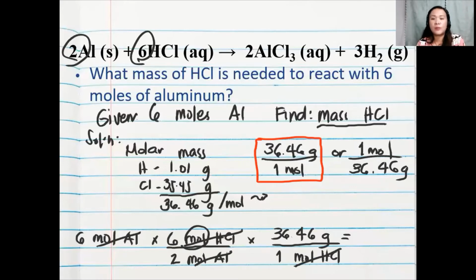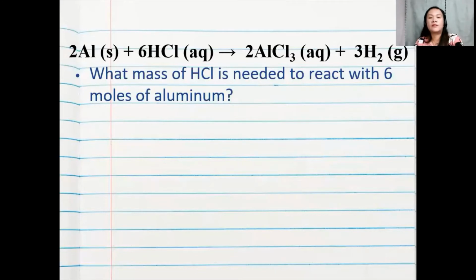And so what do we get? That will be 656.28. What will be our unit? Grams of HCl. So this is now our final answer. Okay, let's review.